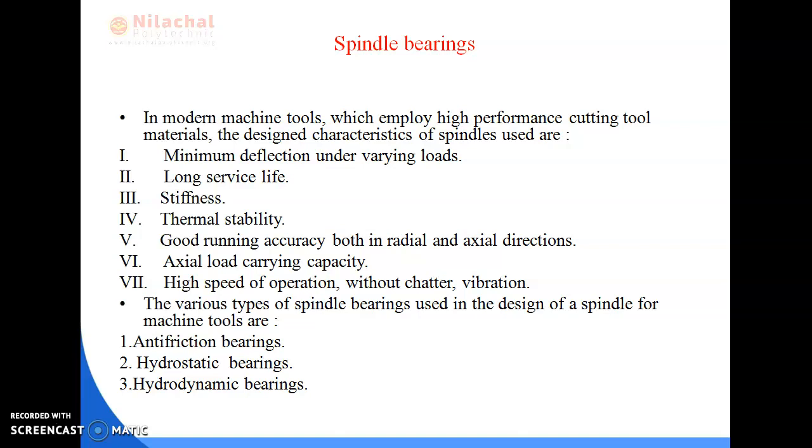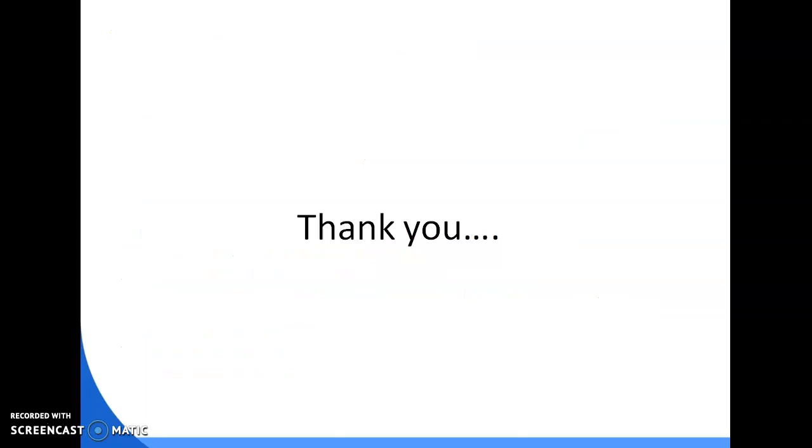Axial load carrying capacity should be high. High speed of operation without creating chatter or vibration. The various types of spindle bearings used in the design of a spindle for machine tools are anti-friction bearing, hydrostatic bearing, and hydrodynamic bearing. This completes chapter 5, that is components of CNC machine.